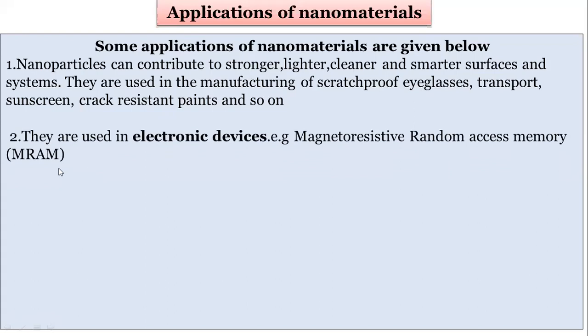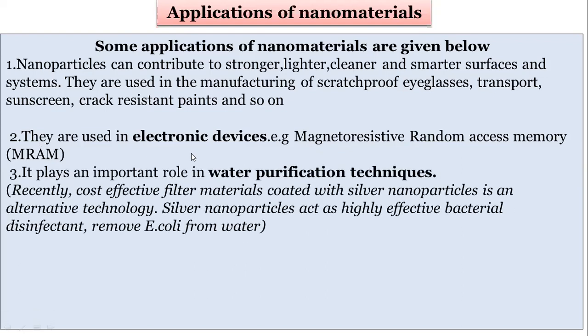Then second use, they are used in electronic devices. For example, magneto resistive random access memory. The short form is MRAM. RAM, you know, all of you. This is a random access memory, but this M indicates it is a magneto resistive random access memory. In these devices, the nanoparticles or nanomaterial is used. It also plays an important role in water purifier techniques.